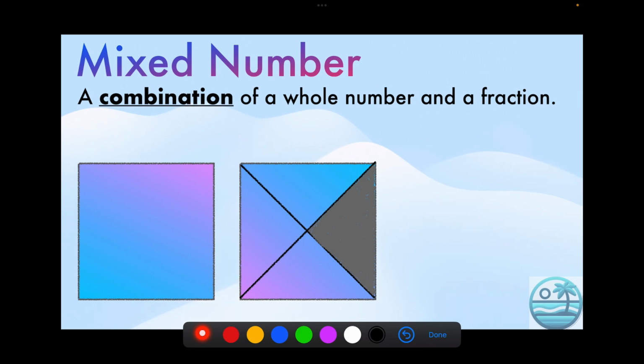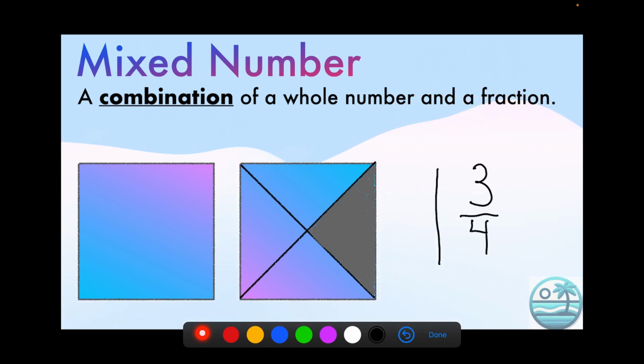Here is our third type of number we're going to talk about today, a mixed number. It's a combination of a whole number and a fraction. Here we can see we have 1 whole square, and then we have 3 of the 4 pieces left in the next square. We have 1 3/4 square in front of us. It's a combination of a whole number, 1, and a fraction, 3/4.